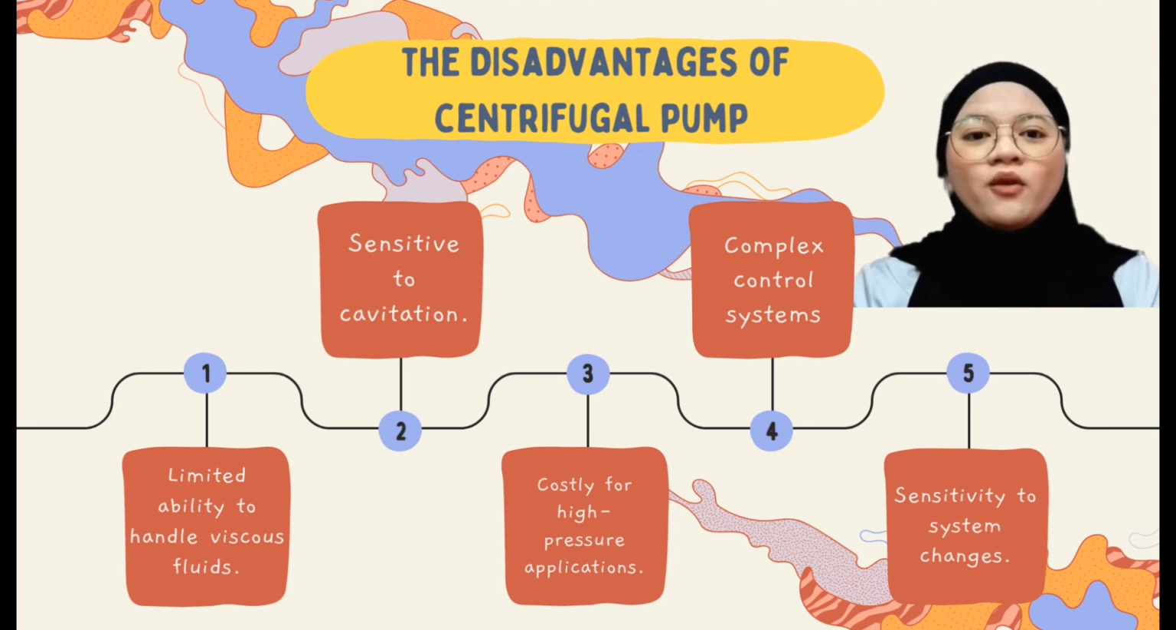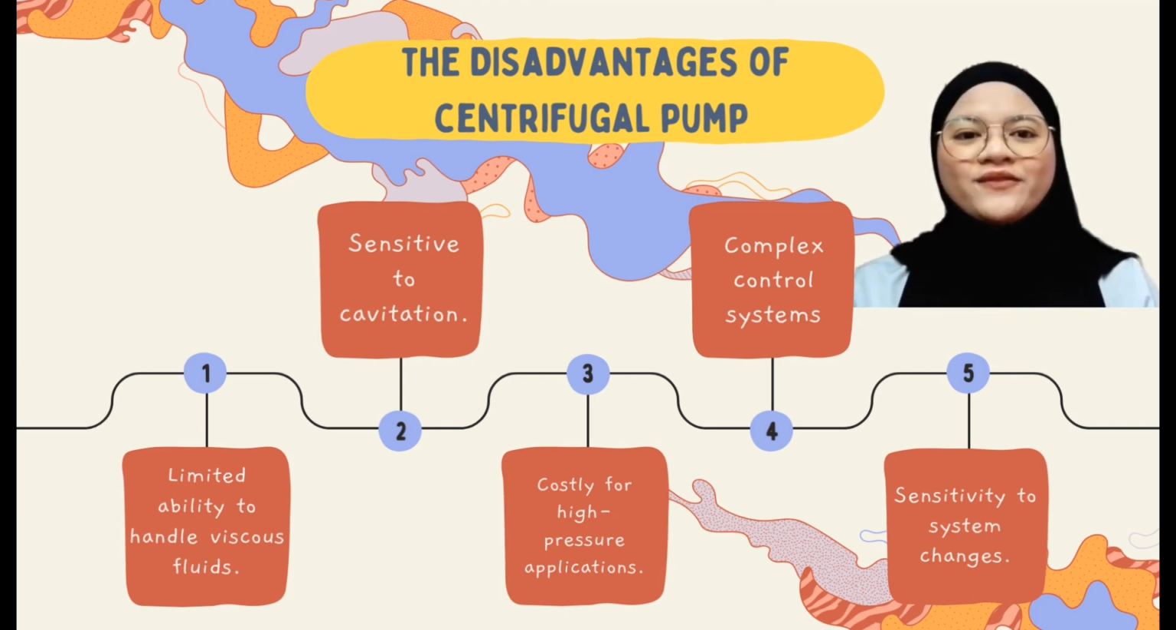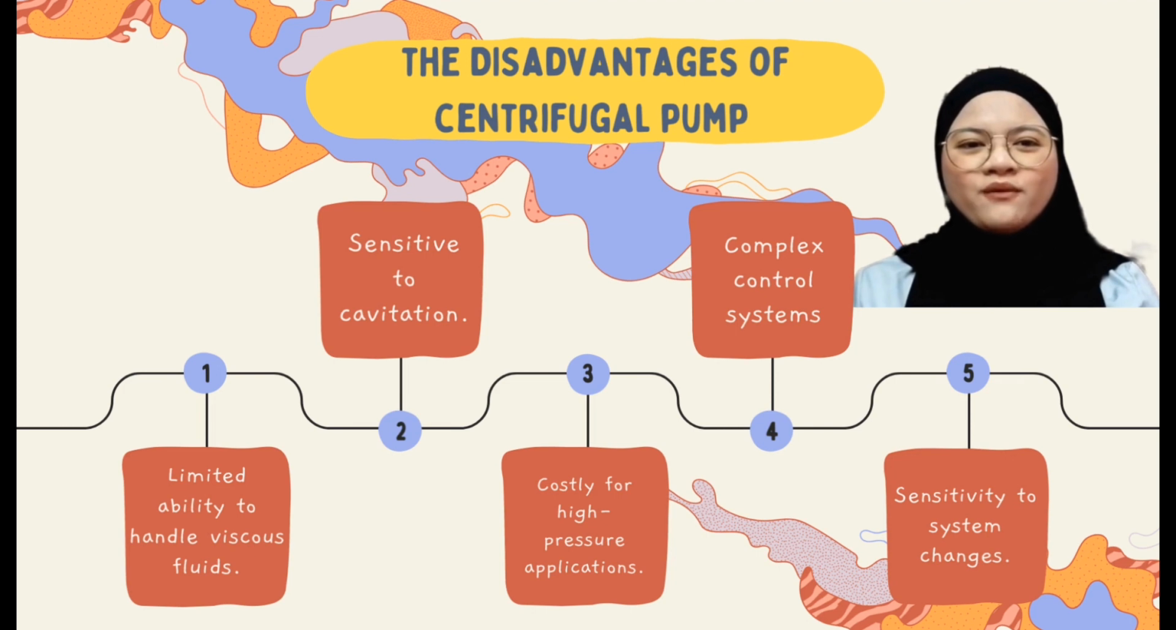They often require sophisticated control systems for monitoring and optimizing performance. Skilled operators are essential to interpret data, make adjustments, and troubleshoot issues to ensure efficient pump operation. Lastly, centrifugal pumps are sensitive to changes in system conditions, such as variations in flow rate and pressure. Operating a pump away from its design point can lead to reduced efficiency and increased wear and tear.